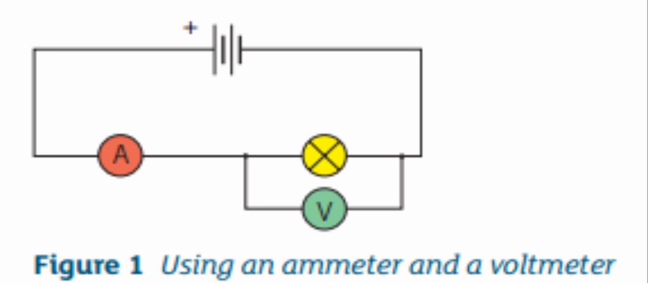This is how you connect an ammeter and a voltmeter in a circuit. A voltmeter is connected in parallel and an ammeter is connected in series.